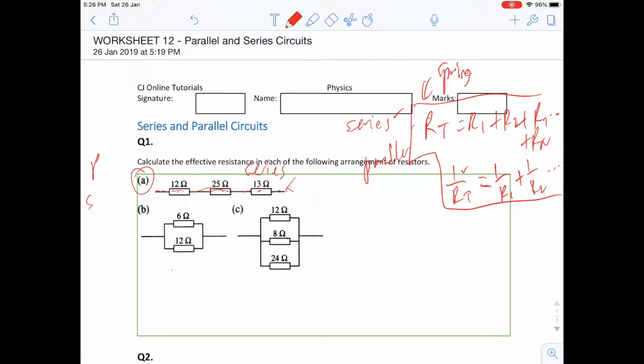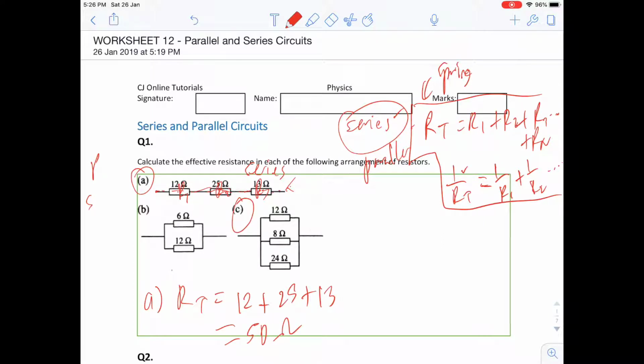Since this is series, we're going to use this formula here. So for A, RT equals, this is R1, this is R2, this is R3. So 12 plus 25 plus 13, and what do you get? You get 50 ohms. Alright, so let's try C now. If you can do C, you can do B by yourself.